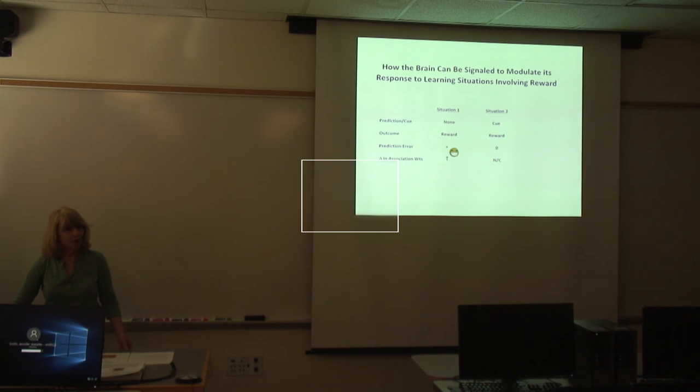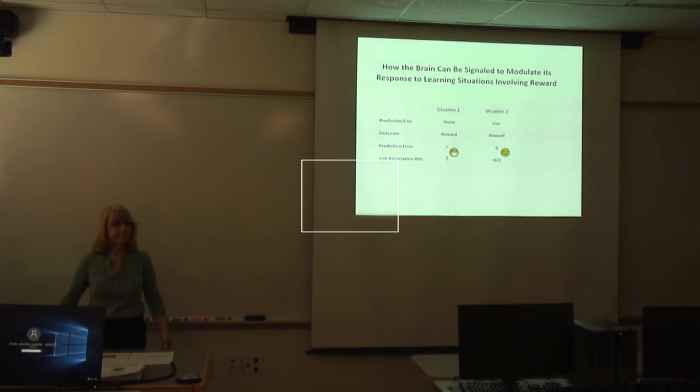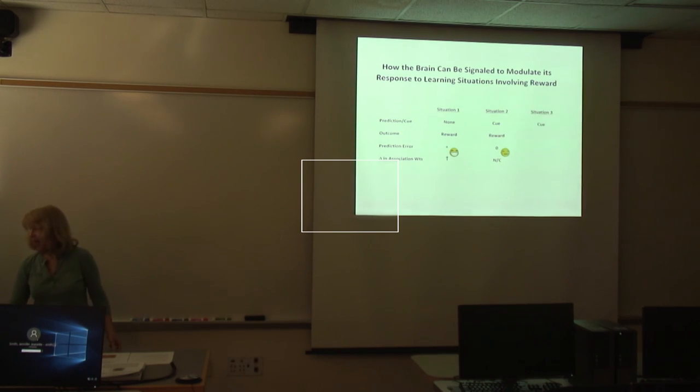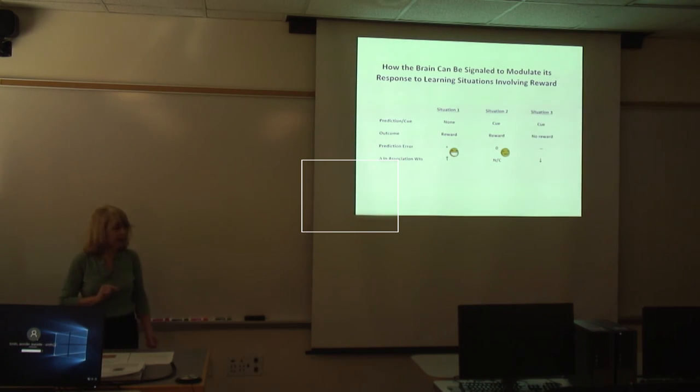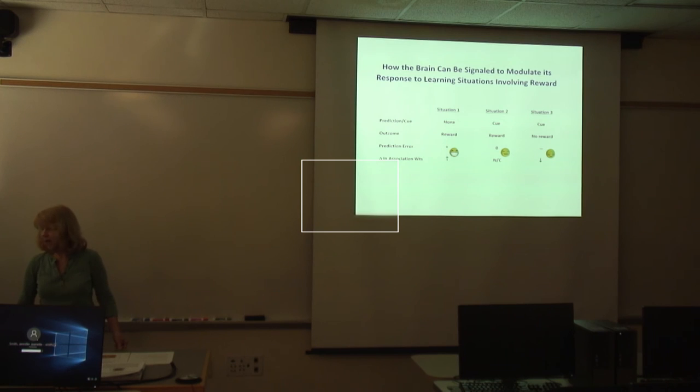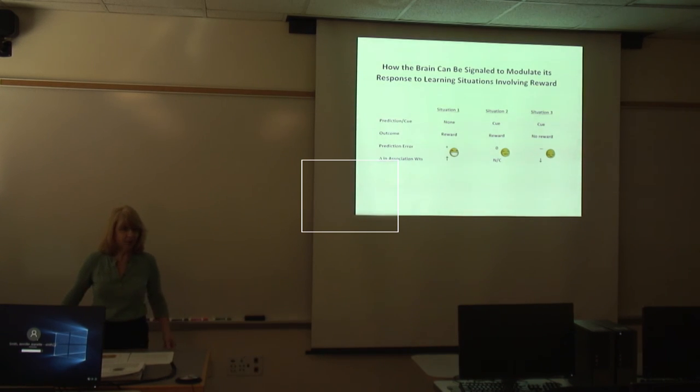Interestingly, if you get a reward when you expected it, there's no change in your brain. If you get what you expected, your brain is happy but not unhappy. But it's not overjoyed. It's content, but it's not particularly ecstatic. And situation three is there was the cue, a light or a bell. You got no reward. And so you had a negative prediction error. And so your brain is very unhappy and it depresses its dopamine signaling.